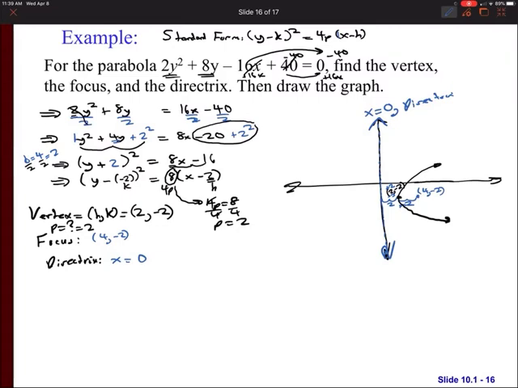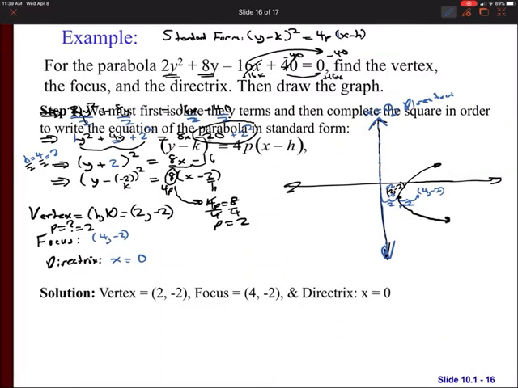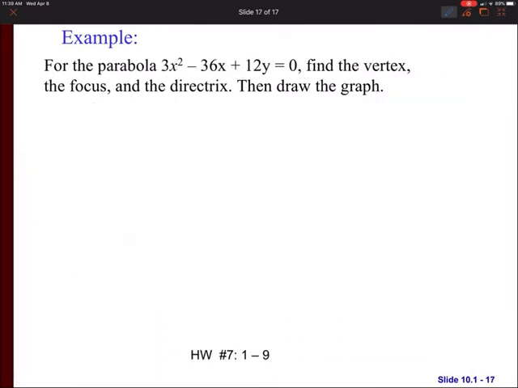Like that one, because it's not in standard form, we had to do a little work to get it. So completing the square really was our work. Now let's take another example. Let's do one more. It says here in our next example, for the parabola 3x squared minus 36x plus 12y equals 0, find the vertex, the focus, and the directrix, and draw the graph.